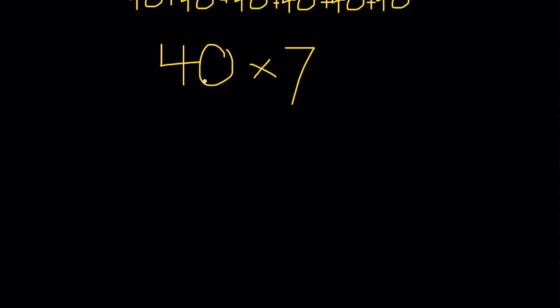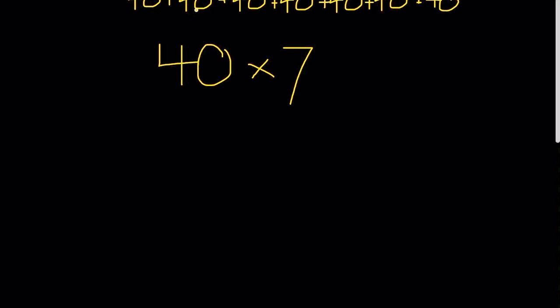So we know that 40 times 7 is equal to 40 plus 40 plus 40 plus 40 plus 40 plus 40 plus 40, and this is equal to 280. Or we could do the multiplication again.